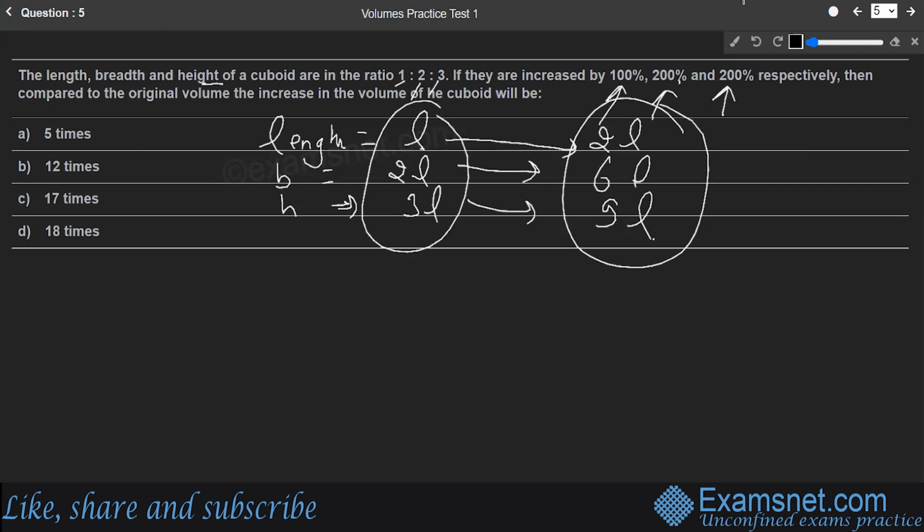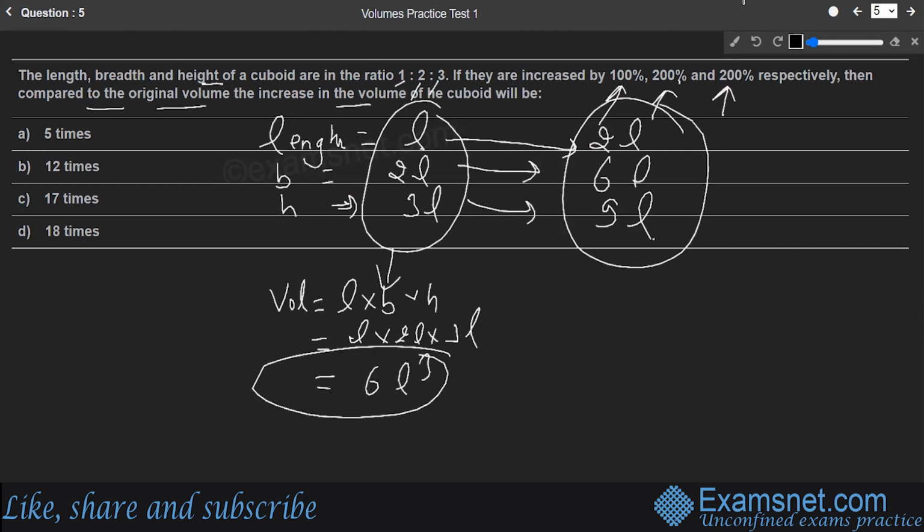So he wants us to calculate, compared to the original volume, the increase in the volume of this cuboid. So let us find out the original volume. Original volume is going to be L into B into H, which is nothing but L into 2L into 3L, which makes it equal to 6L cube. This is the original volume.